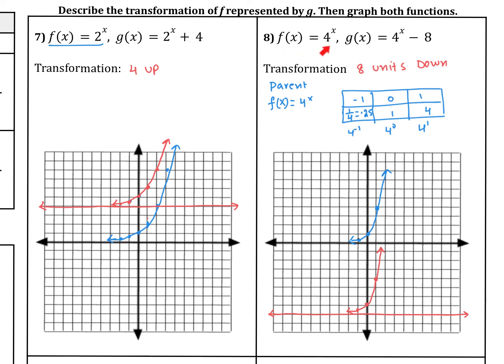For number 8, I made a small table using -1, 0, and 1 for x value, and I plug it in for here. 4 to the power -1 is 1 over 4, that is 0.25. 4 to the power 0 is 1, and 4 to the power 1 is 4. I plotted these 3 points, -1, 0.25, 0, 1, and 1, 4. And after that, I moved this graph 8 units down, including the asymptote line, 8 units down.